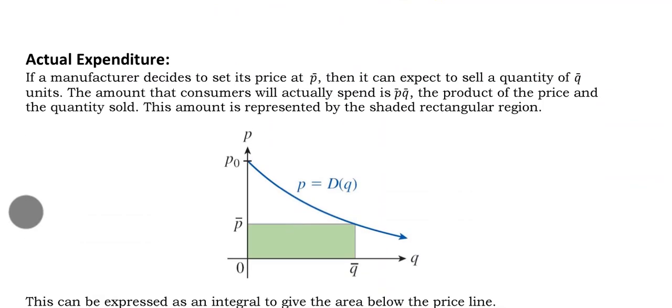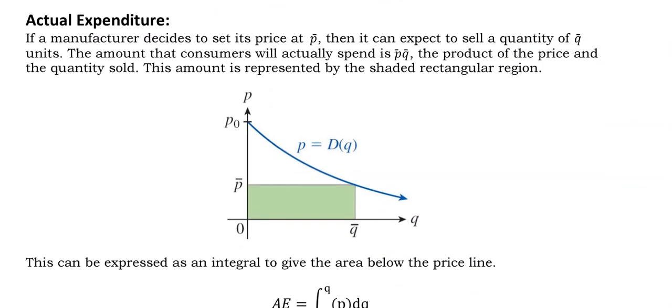The actual expenditure is how much the public actually spends. Now, the willingness to spend was how much the public is willing to spend. But if the manufacturer sets a price that is lower, then the shaded area here below the price line, so this horizontal line would be the price line, the shaded area below that would be the actual expenditure.